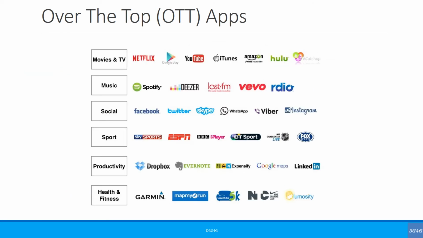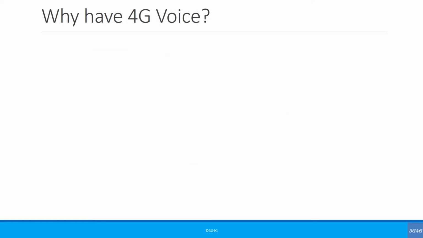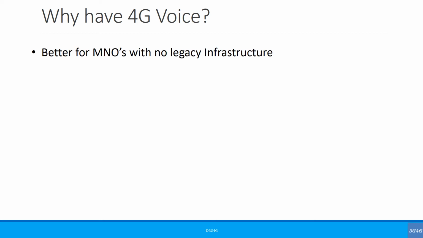So just to give an example, when I talk about over the top applications, you can have all these different ones: for movies, like Netflix, for music you have Spotify, for social you have Facebook, Twitter, Skype, WhatsApp, for sports, for productivity, for health and fitness. So why do we need 4G voice when we can have OTT apps and voice over IP? Why do we need 4G voice?